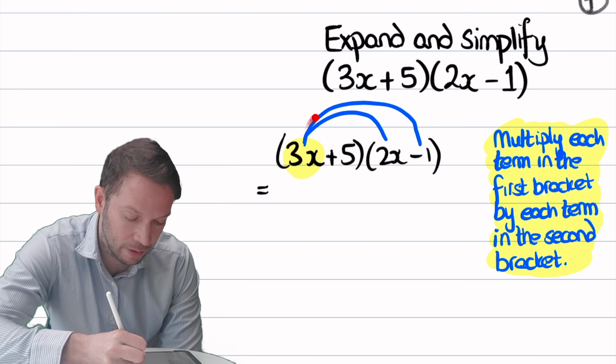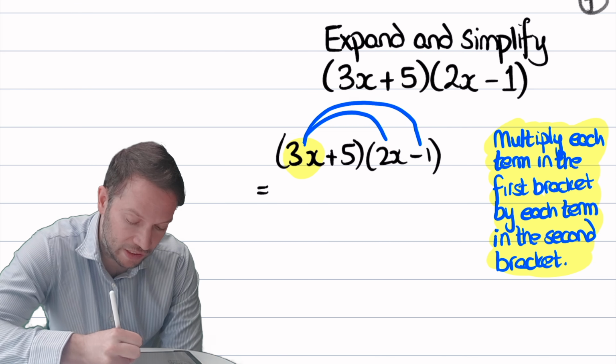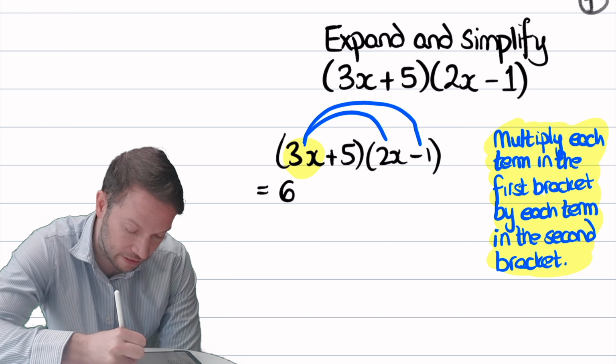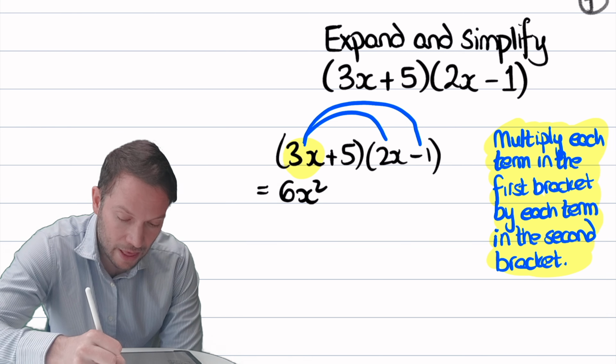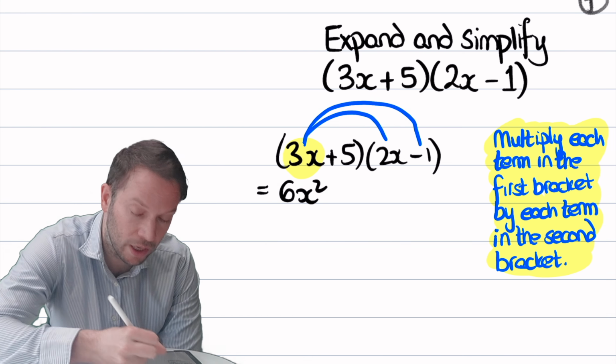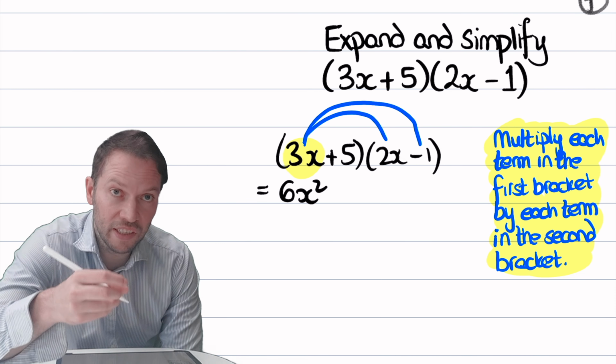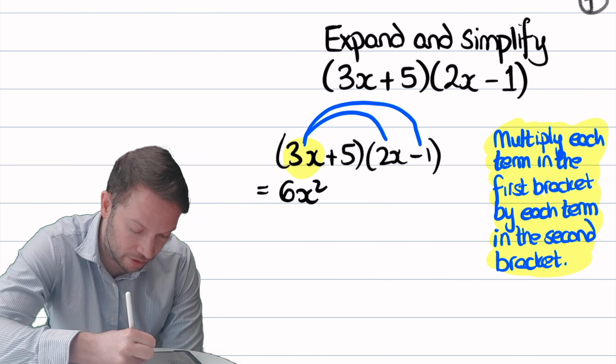The 3x times the 2x, well, 3 times 2 is 6, and x times x is x squared. So you get 6x squared. And then we do the 3x times the minus 1. Positive times negative is negative, so it's going to be minus 3x.